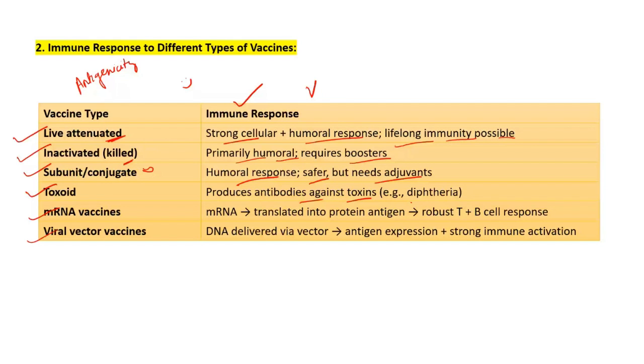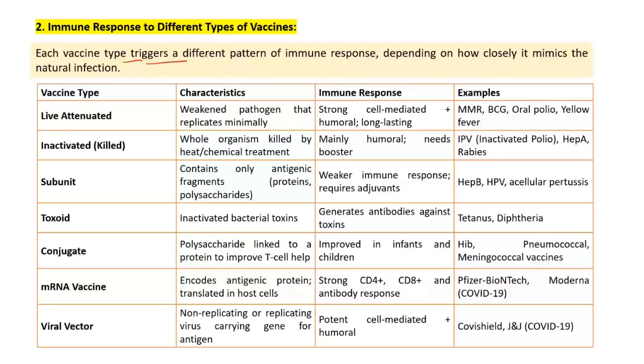Now come back to this one. This is detailed one. So each vaccine type triggers a different pattern of immune response depending on how closely it mimics the natural infection. So as I told you, these are the different categories of vaccine which we administer in the patient. Attenuated means weakened pathogen that replicates minimally. So they can lead to cell-mediated and humoral and as well as long-lasting immunity. So what are the examples? MMR, BCG, oral polio, yellow fever, etc. So these are under the category of live attenuated.